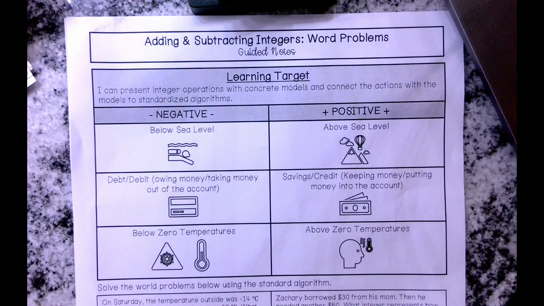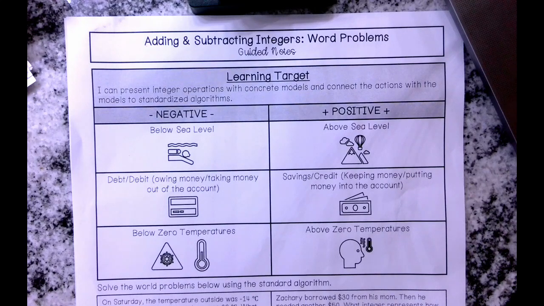Today's lesson is pretty straightforward. It's still adding and subtracting integers, but this time we're looking at word problems. Since we are reading word problems, we do have to keep in mind our words that mean negative situations versus our words that mean positive situations. So you can just look at this table to see that below sea level is a negative situation, a debt or debit, owing money or taking money out of your account. Remember, when you swipe your debit card, that money is coming out of your account like a withdrawal. You just don't have to go to the bank to do it.